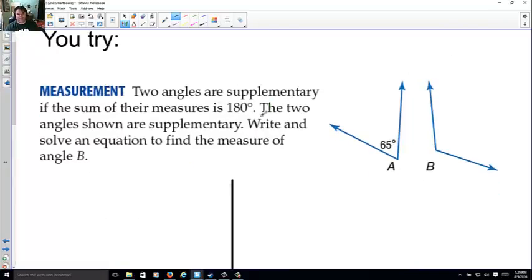Now you try. So again, we're going to say two angles here that make up 180, so 65 plus something. So what I want you to do is write X plus 65 equals 180, and can you find the answer? Go ahead and try. Let's see how you did.